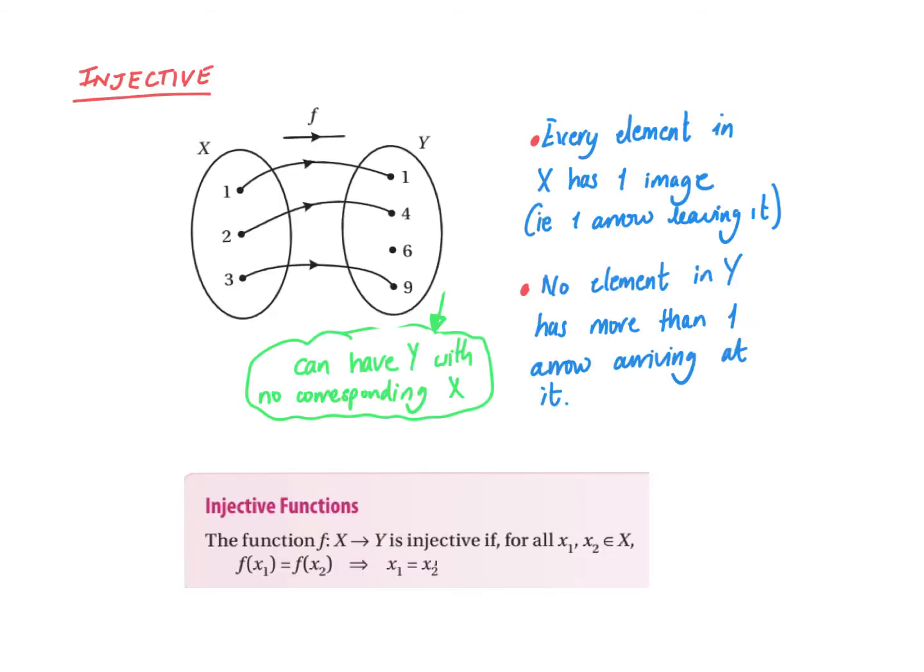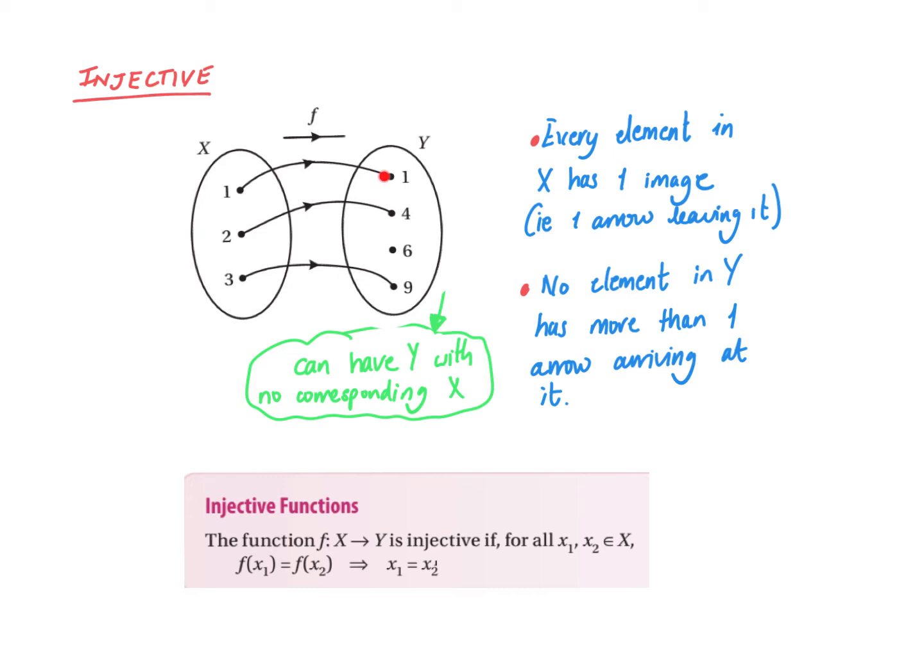So the first type is injective, and if we have a quick look at the blurb on the right here, it says every element in X has one image, i.e. one arrow leaving it. You can see this has one arrow going from it, this has one arrow going from it, and this has one arrow going from it. It also says no element in Y has more than one arrow arriving at it.